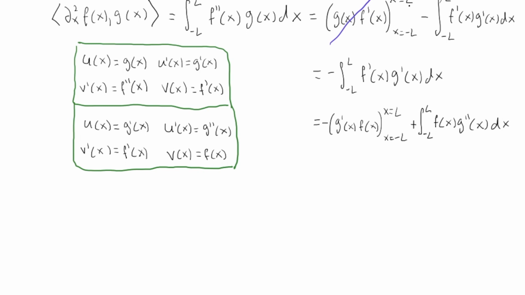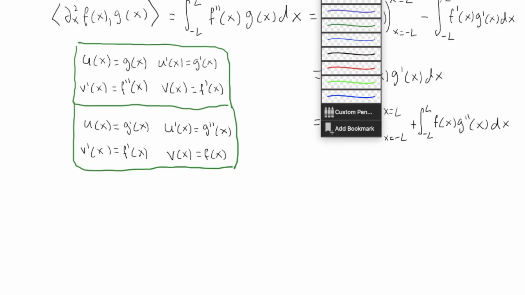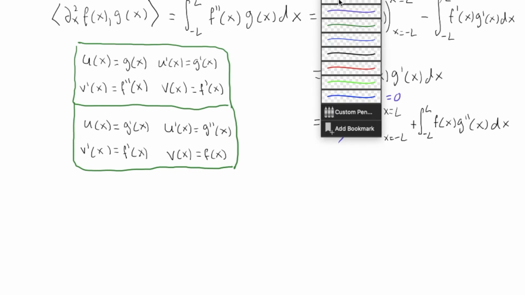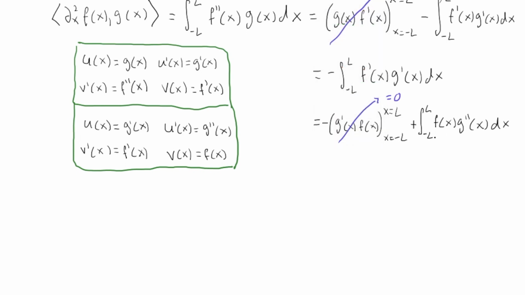dx. And again, because these functions are periodic, this function here, g prime of x times f of x, is also periodic of period 2L, and this boundary term is again 0, since they are periodic. And so this is just equal to this integral, which we can write as a dot product. This is the dot product, or the inner product, of f of x with the second derivative of g.